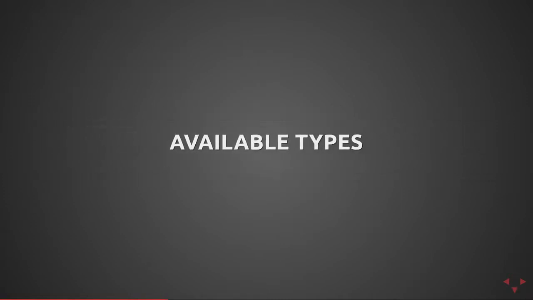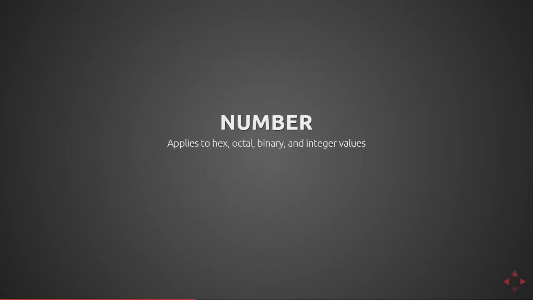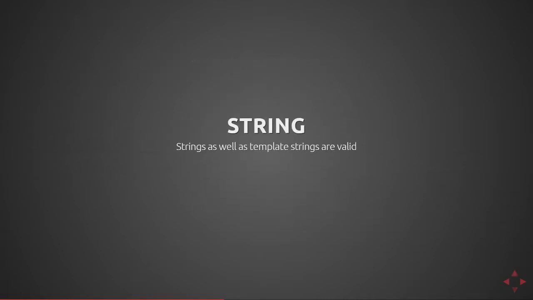There are plenty of available types. Number is one. It applies to hex, octal, and binary literals, as well as integer values. So here we have a few of those instances. We also have the type string, which applies to a string as well as template strings. So here you can see where const string is a type string and is equal to the string. And we also have const template string is equal to a template string that outputs. That was a string, in case you were wondering.